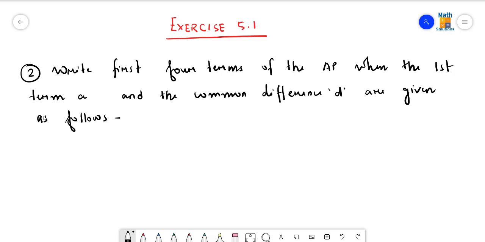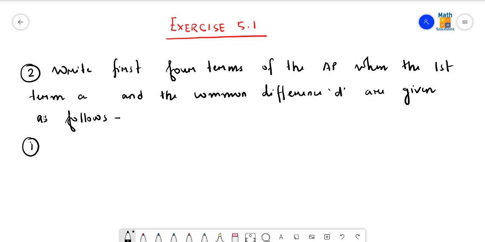Hello everyone. Through this video we are going to proceed with exercise 5.1 with question number 2. So question number 2 is what? Write the first 4 terms of the AP, when the first term is A and the common difference is D. Actually A and D are given here. So we have to find out the first 4 terms of the AP. So this is the first question under this.